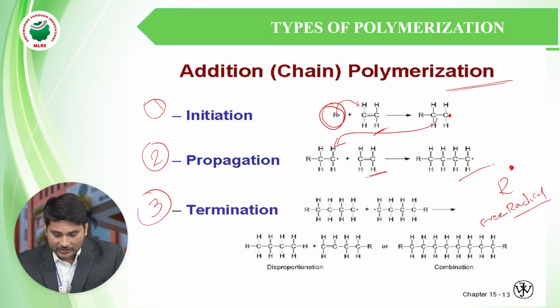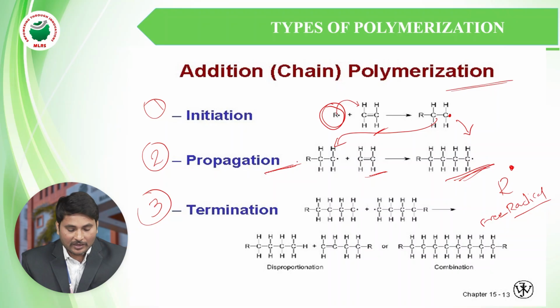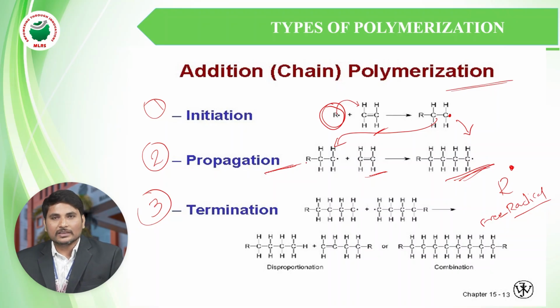Now you can see that compared to step 1, the chain length has increased. Because of that reason, we call it propagation. Propagation means increase of the carbon chain. In this propagation, the carbon chain length was increased.